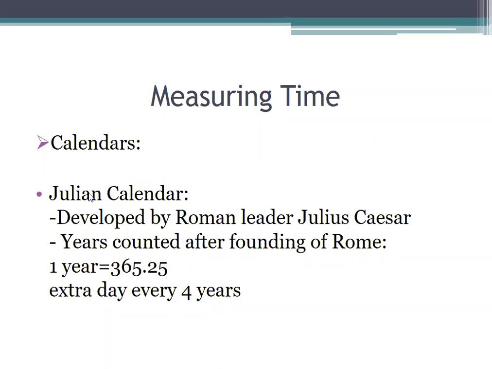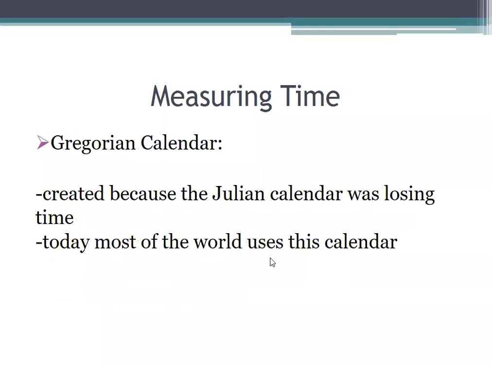The Julian calendar, from its name, was developed by Julius Caesar. The year was counted, or it started, for example, year 1 from the foundation of Rome. This was the beginning of the calendar. And the calendar had 365 and a quarter of a day. Okay? Every 4 years, we had one extra day in the calendar. This is similar to the calendar that we use today, but the difference is we do not use it from the foundation of Rome.